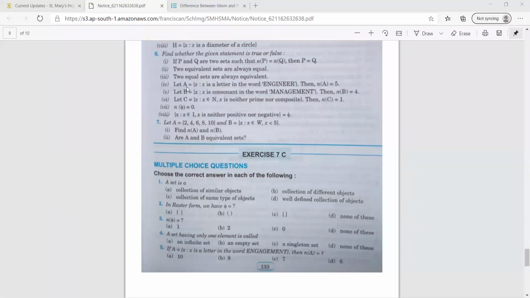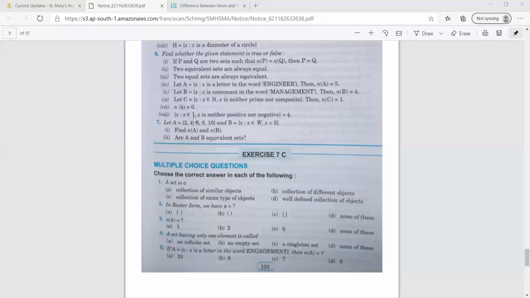Next you have, let B be the consonant in the word management. Then cardinal number of B will be 4. So you see how many consonants are there. Neither prime nor composite. Which natural number is neither prime nor composite? 1. So cardinal number will be 1. It's true. And here, cardinal number of an empty set is 0. So that is also true.